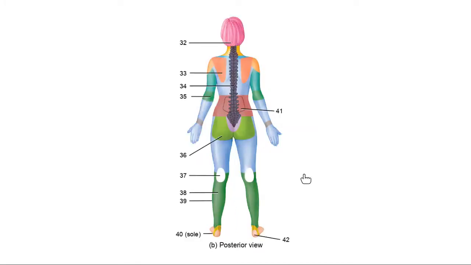And in the next picture, you can see some structures in the posterior aspect. Number 32 is the occipital region. We don't have 33 in our book. What do we call 34? Vertebral, yes. Number 35, your elbow, we call it olecranon. Yes, olecranon. Number 41 is the lower back.